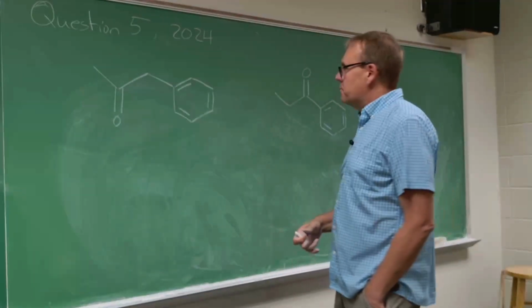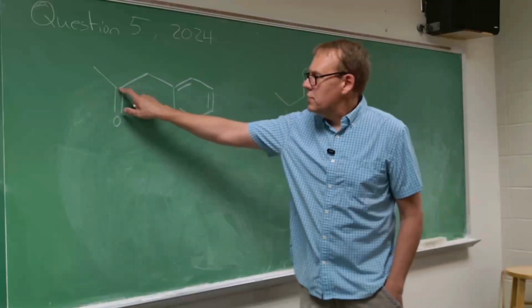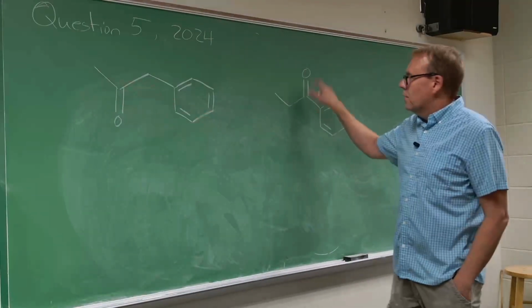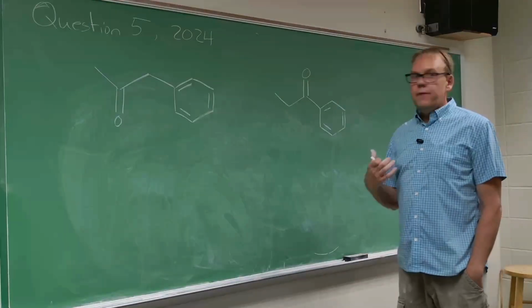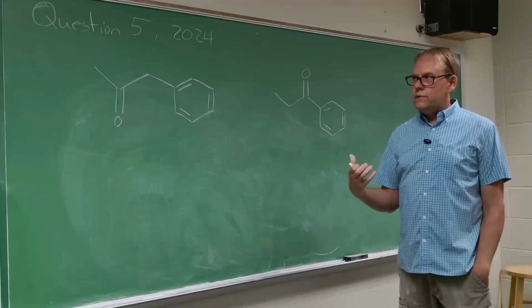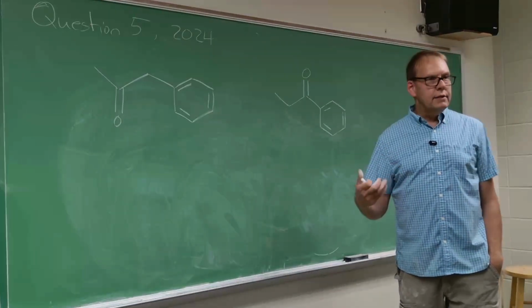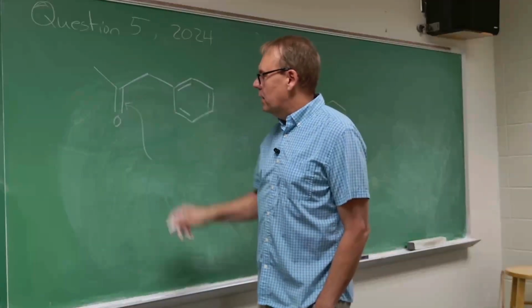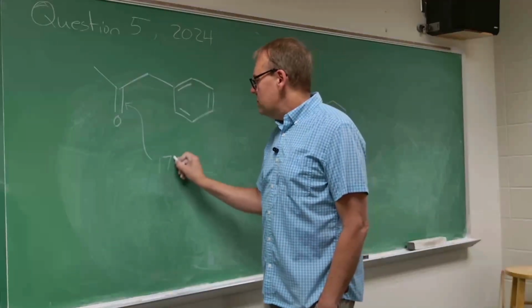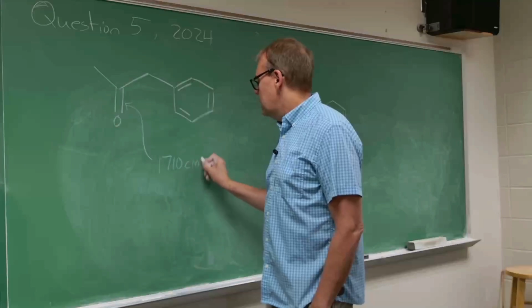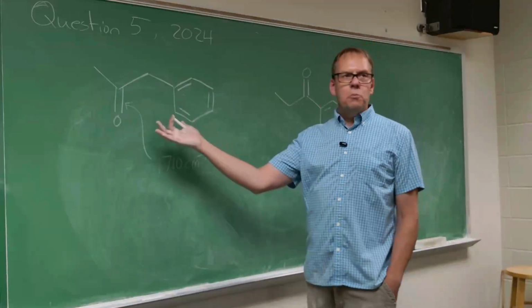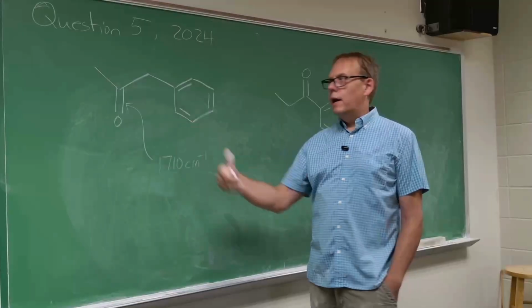They have the same carbon skeleton. It's just the location of the double bonded oxygen is different here versus here. So the big thing about these two is that one of these is conjugated and the other one is not. Normally, a ketone carbonyl, like this type right here, shows up at around 1710 inverse centimeters. That's a frequency that's just normal for ketones.